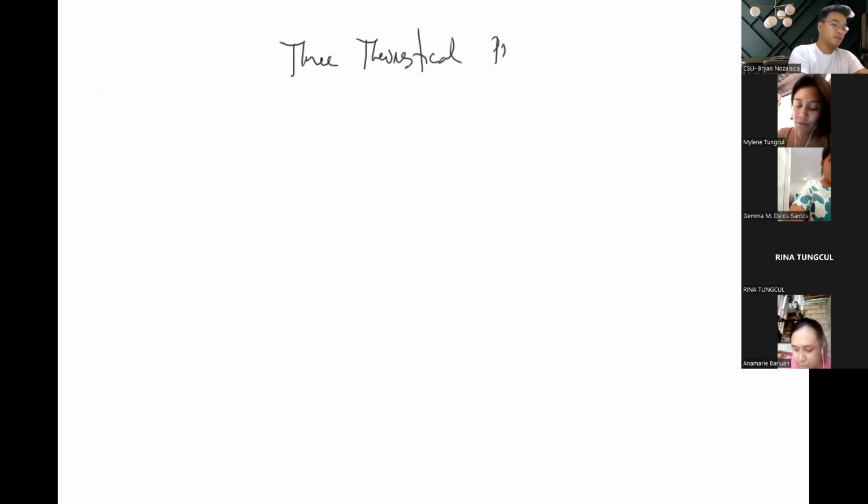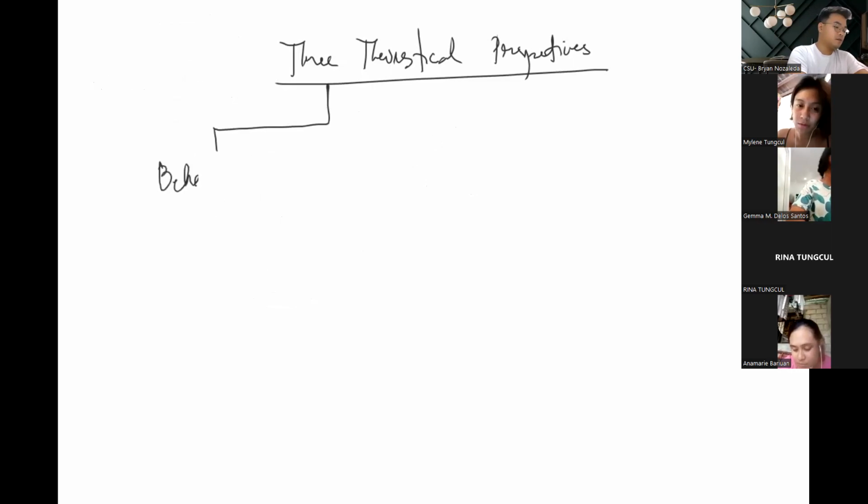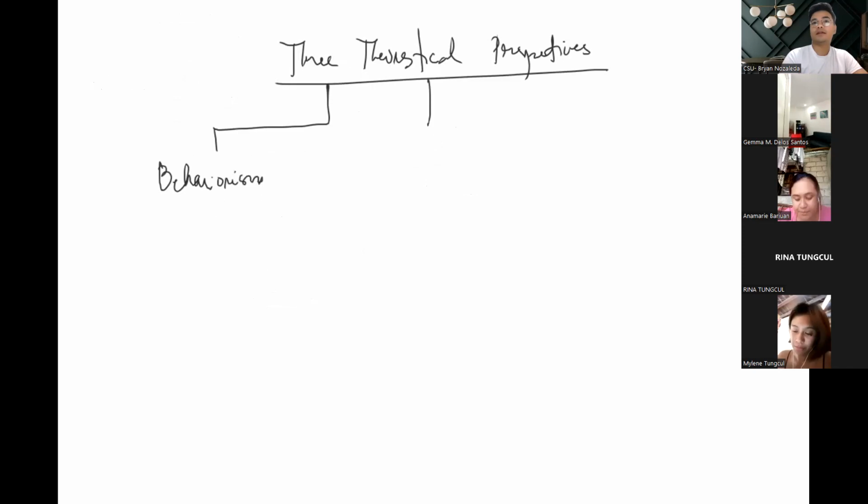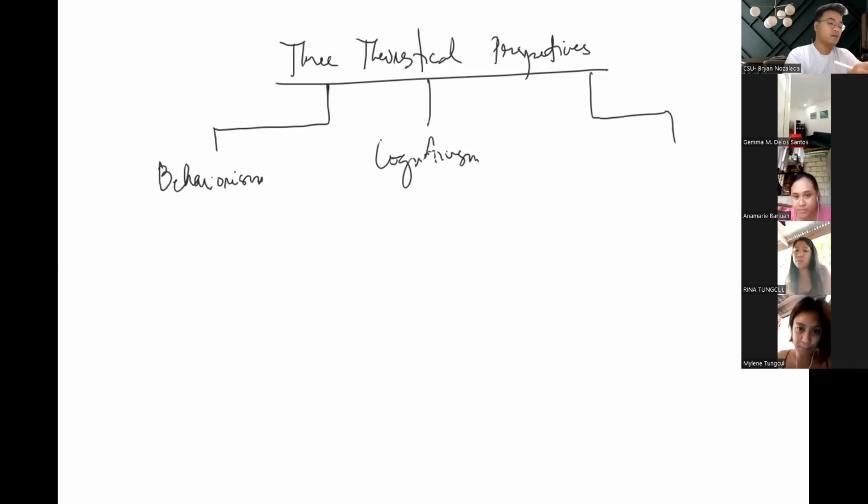So, in summary, there are three theoretical perspectives of EdTech. Theoretical perspectives. And this gives us ideas about how learning happens. And these are, what is the first one? Behaviorism. The second one is Cognitivism. And the last one is Constructivism.